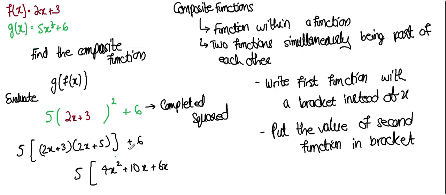Wait, I'm doing something wrong. Why did I write 2x plus 5? Yes, 2x plus 3, 2x plus 3, and here we will have 4x squared plus 6x plus 6x plus 9 plus 6 outside of the bracket.